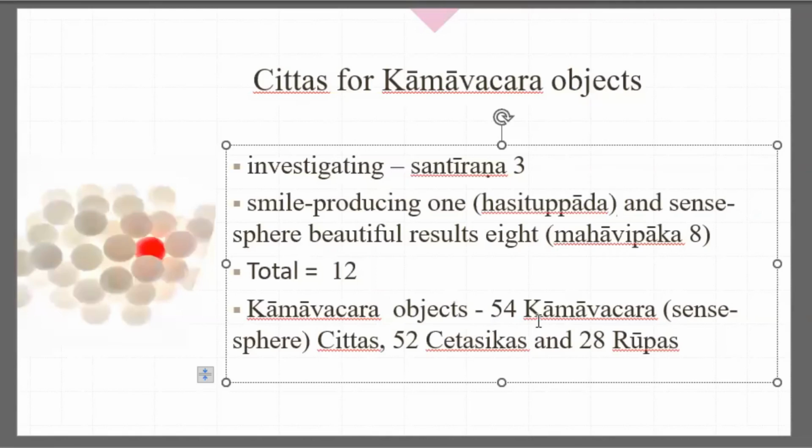Kamavachara objects mean 54 Kamavachara Cittas and 52 associated Cetasikas and 28 Rupas. Those are the Kamavachara objects. So these 12 Cittas, 3 Santirana, 1 Hasituppada and 8 Mahavipaka can take all the Kamavachara objects. They do not have limitation. But previous Cittas had limitation.